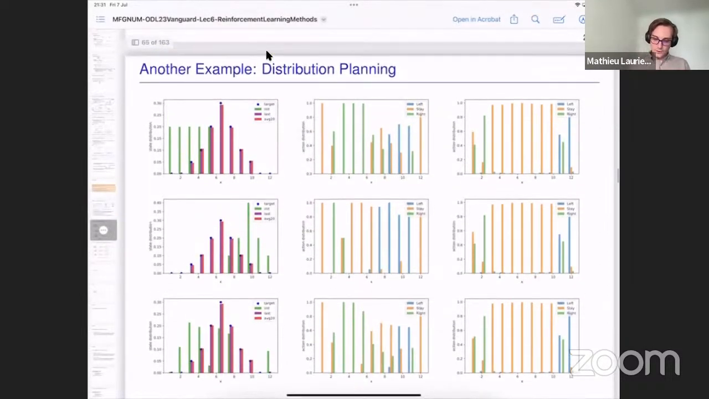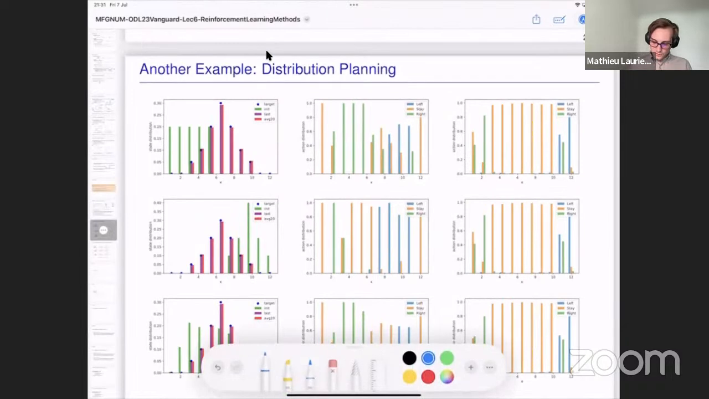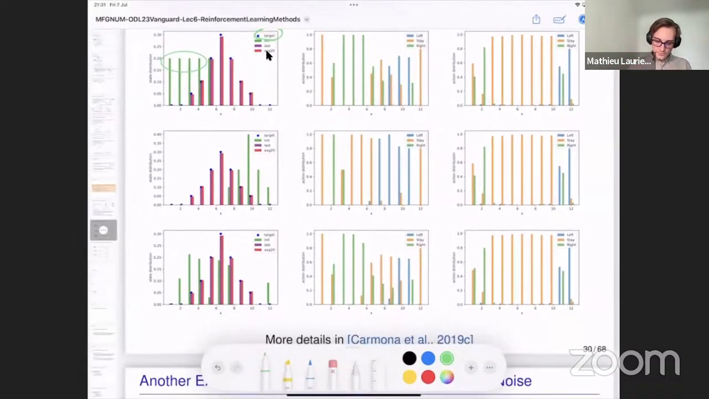For example, after training, you are able to match this initial green distribution towards the target distribution, which is given by the blue dots. And so you see that the histogram at terminal time matches these blue dots. And this works even if you start from some very weird distribution like this. The control deduced from the neural network is able to transport the distribution towards the target. On the right, these are the action probabilities.